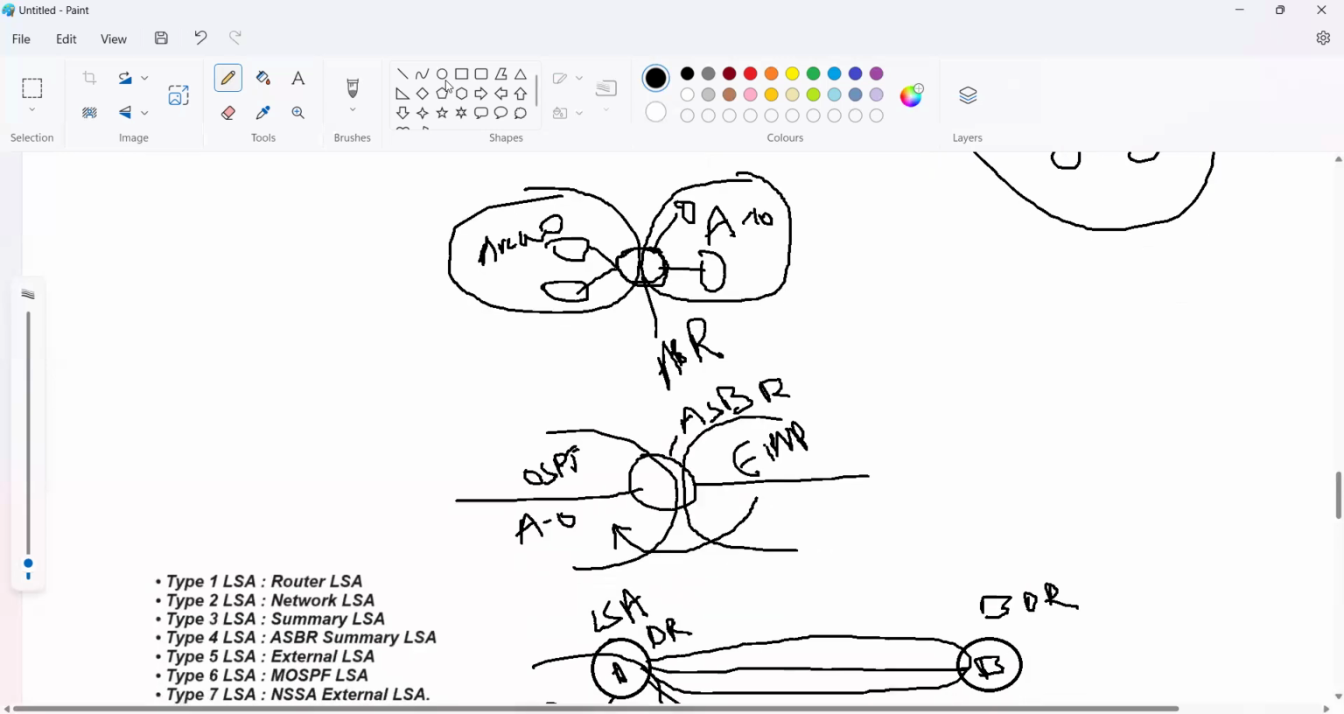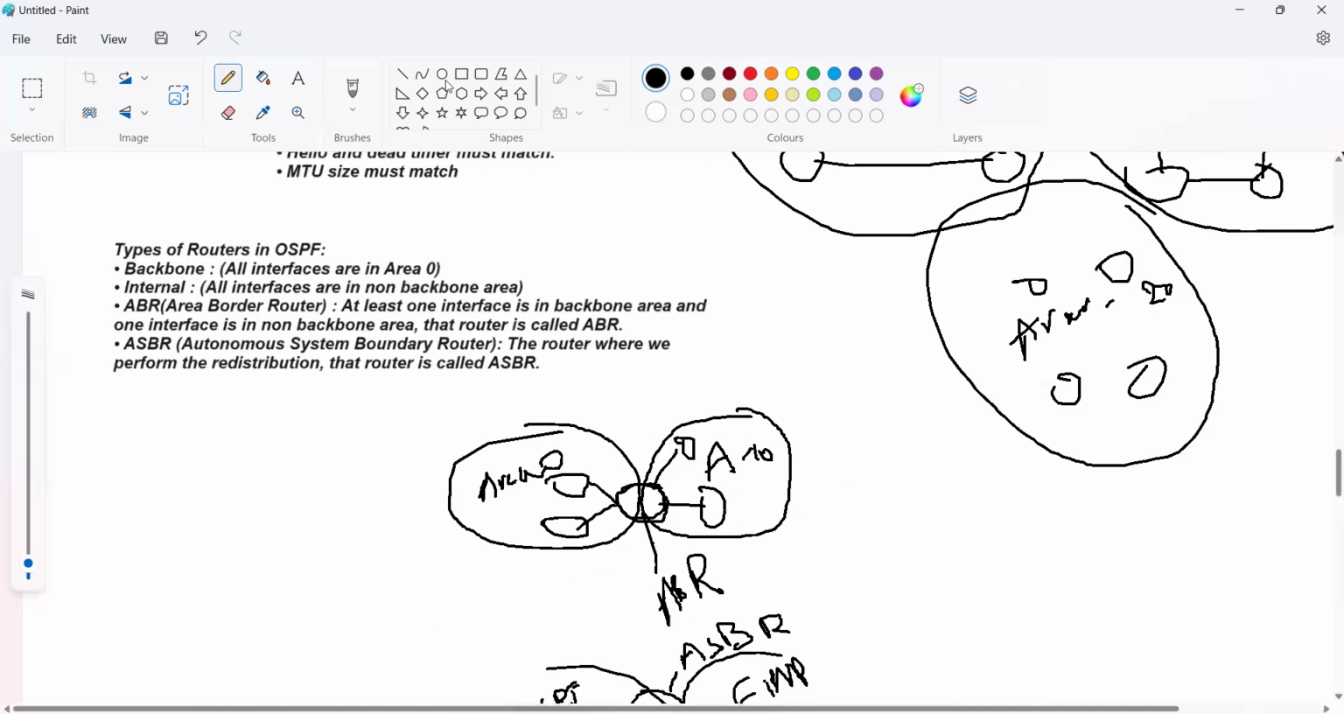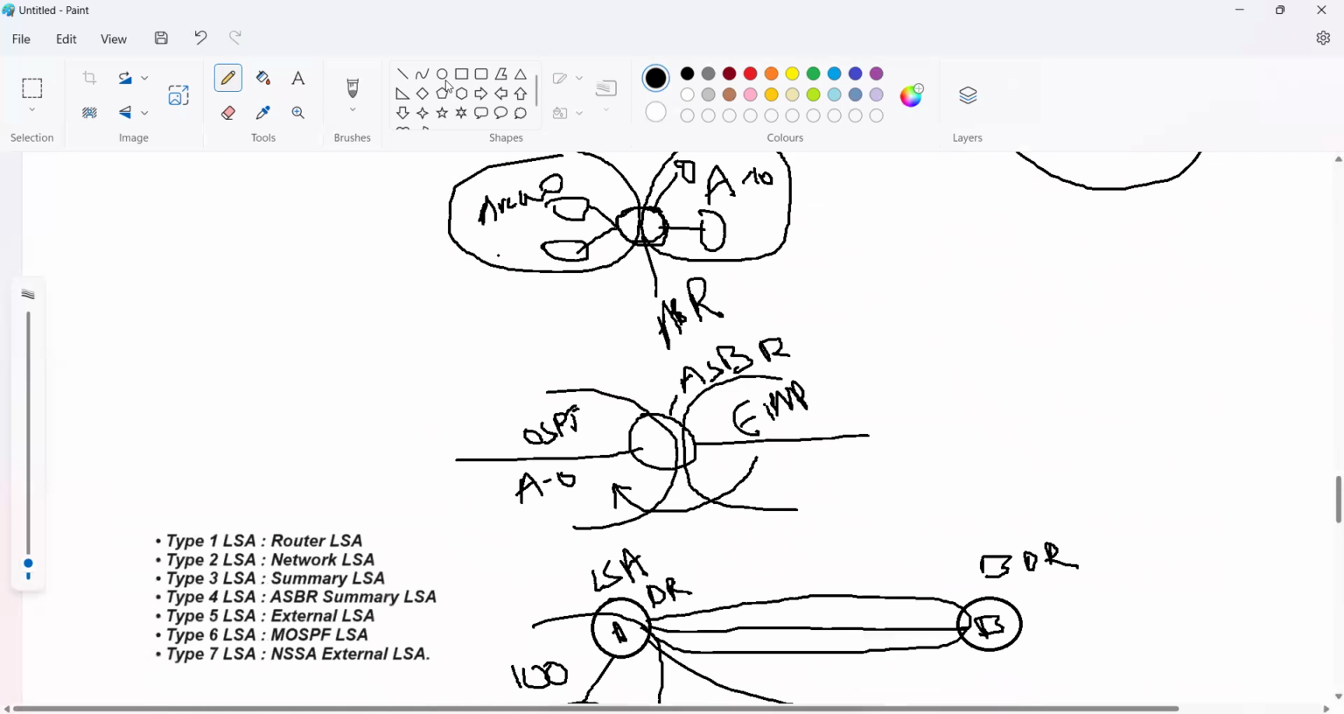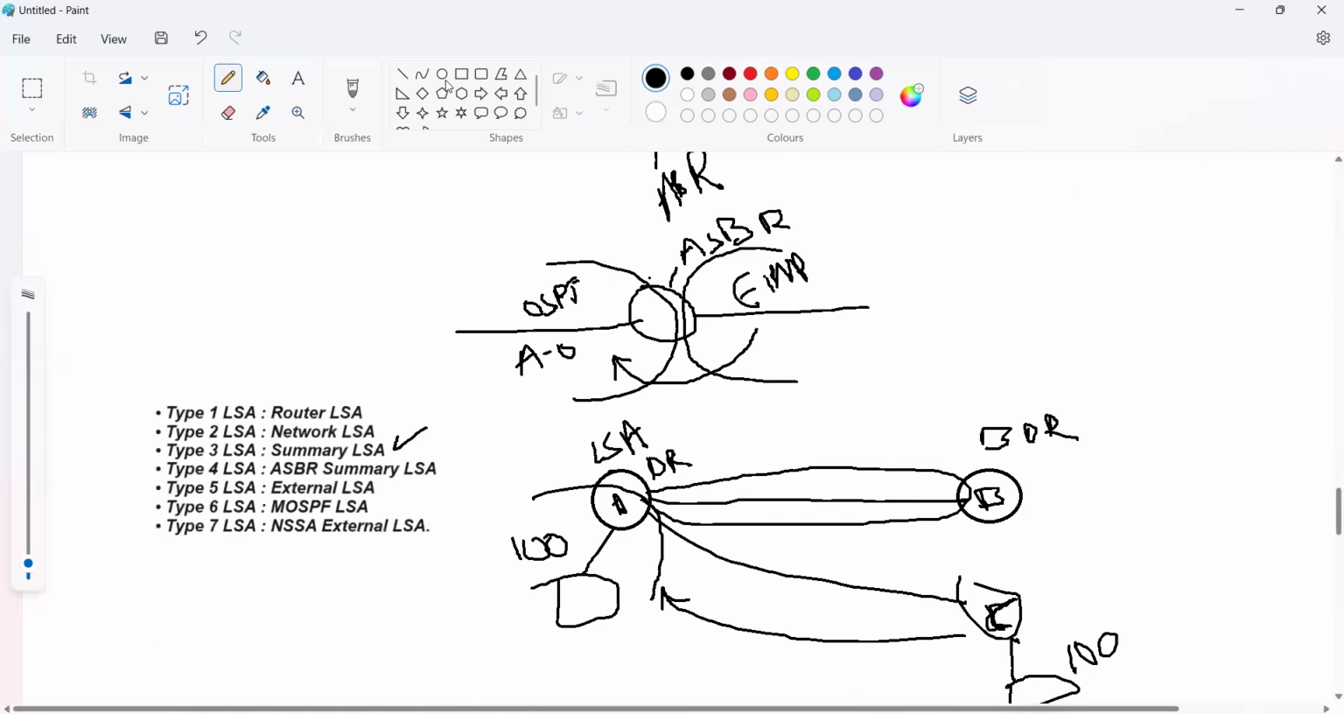So summary LSA, if we configure it: only the ABR router generates summary LSAs. And the ASBR router, whichever router sits between two different protocols like OSPF and EIGRP, that router originates ASBR summary LSAs, Autonomous System Boundary Router LSAs, and external LSAs also. LSA 4 and LSA 5 are originated by the ASBR router.